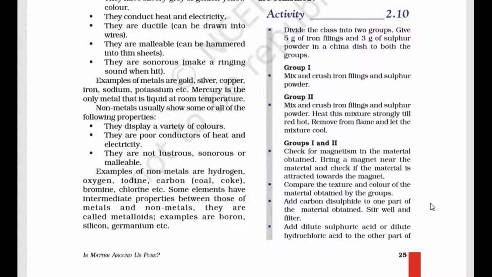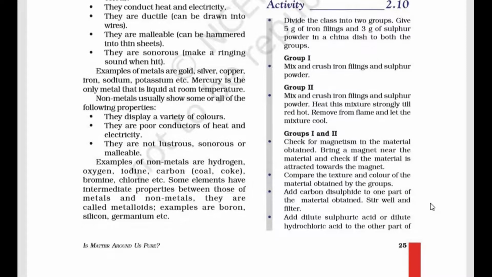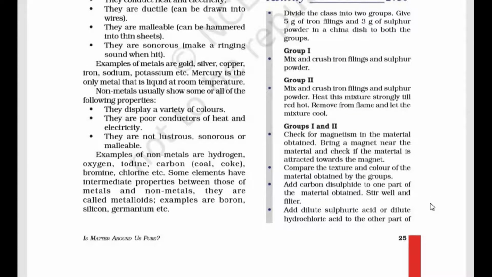For group 1, we just mixed and crushed both of these and provided it to group 1. For group 2, we also mixed and crushed the iron filings and sulfur powder, but we heated this mixture strongly and then removed it from the flame, cooled the mixture, and provided this to group 2. Now what are the changes which group 1 and group 2 will observe?